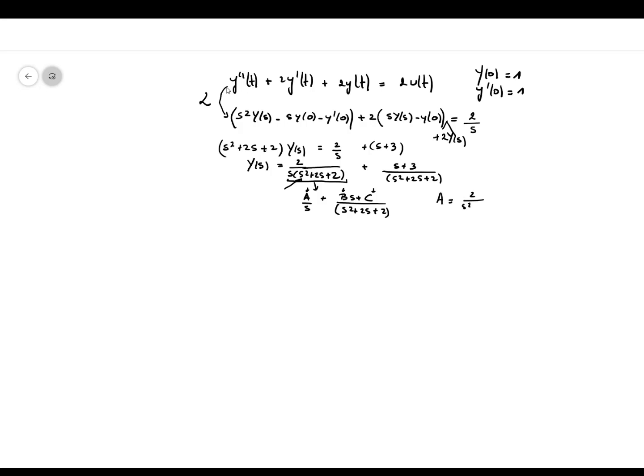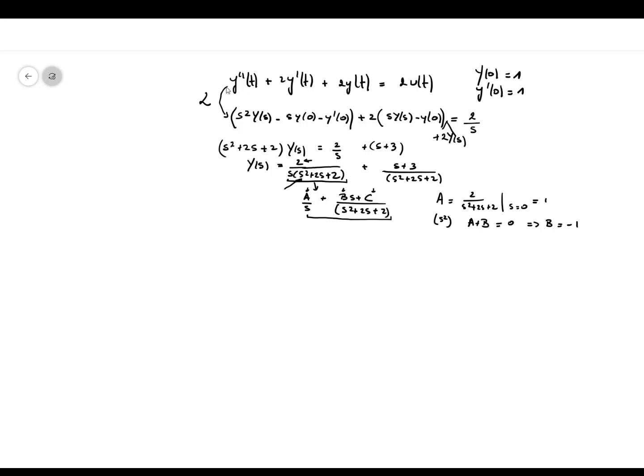2 over s squared plus 2s plus 2 evaluated at s equal to 0, so that will leave me a 1 over here. And what we can do in here is look at the terms in s squared. So this will give me A, and also plus B, and here in the numerator I don't see any terms in s squared, so A plus B is equal to 0, so B is equal to minus 1.